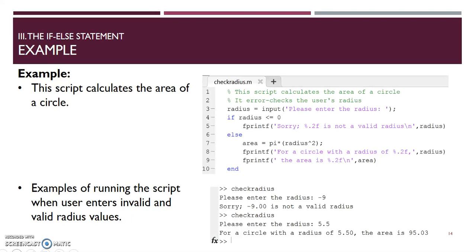Let's look at a more complicated example. Here I have written a script that calculates the area of a circle. In particular, it asks the user to enter a value for the radius. If this value is negative, the program complains with a message. Otherwise, the entered value is used to calculate the area of a circle with that radius.